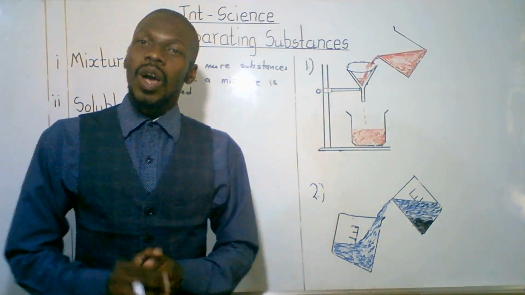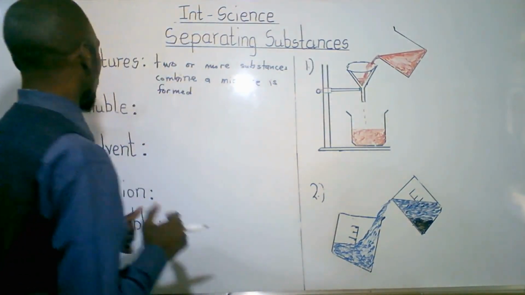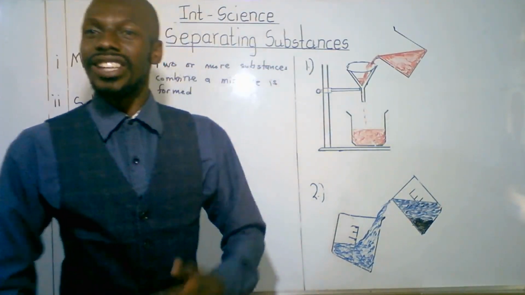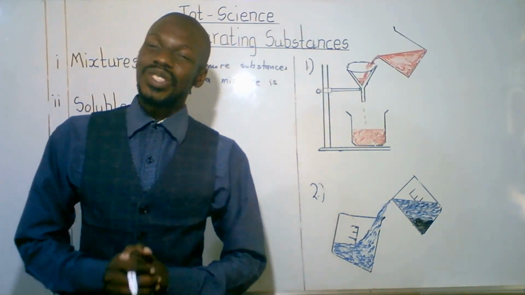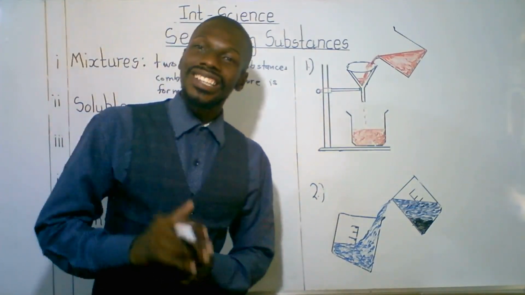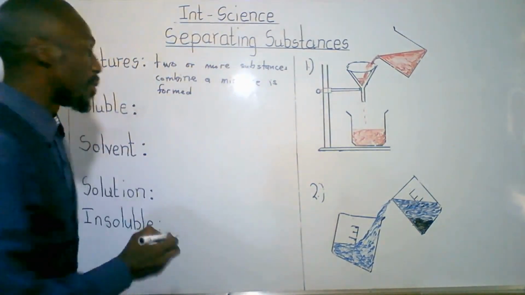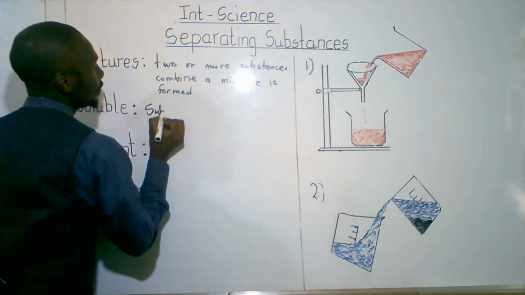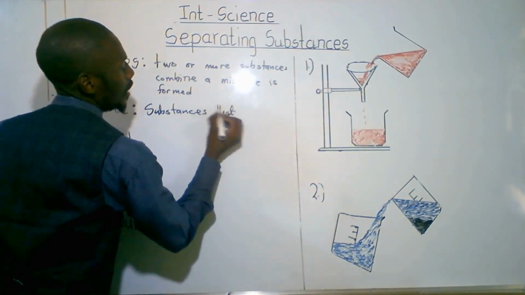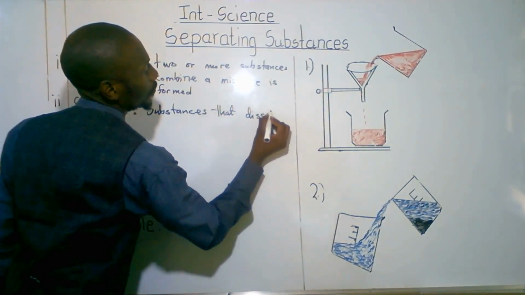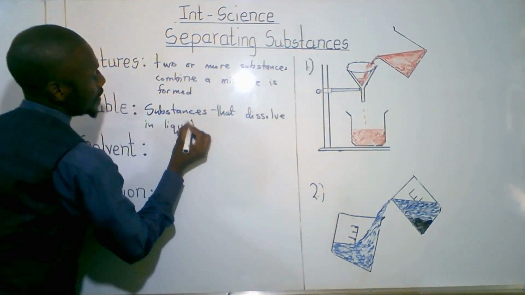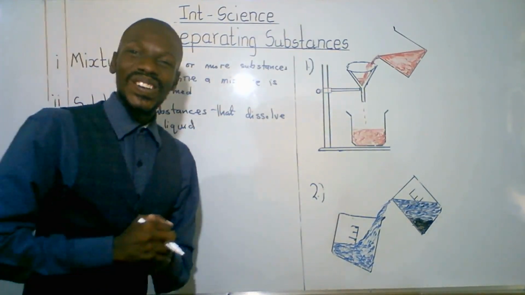Apart from a mixture, which other terminology did we mention? Soluble. Solubles are substances that dissolve in liquid. For example, sugar dissolves in water, so we can say that sugar is a soluble. Substances that dissolve in liquid are known as soluble.